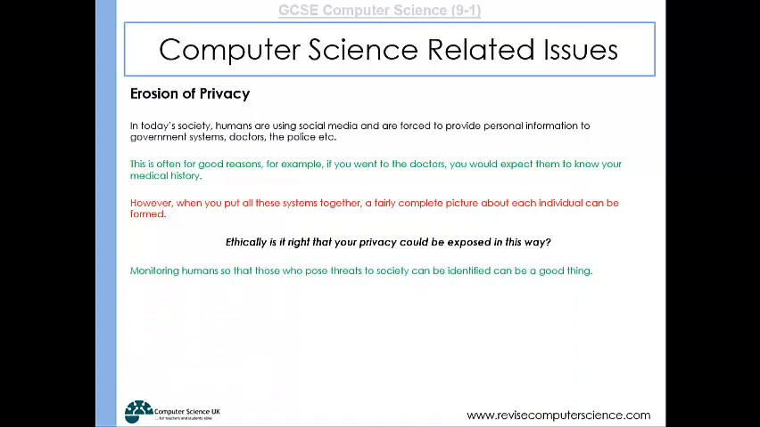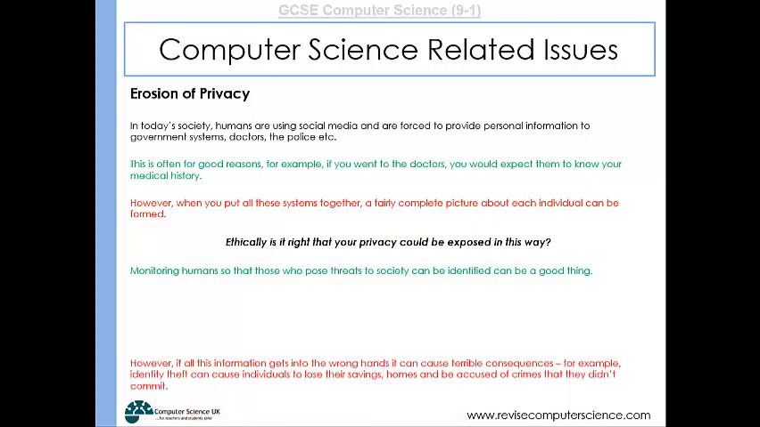So monitoring humans so that those who pose threats to society can be identified is a good thing. We often, the police, they do want to keep close tracking of certain individuals. But often the way that they would do that is by making sure that they're monitoring society as a whole, and only when they actually have reason to investigate certain people, then obviously that information's there. And in a way, it could keep us safer as a nation.